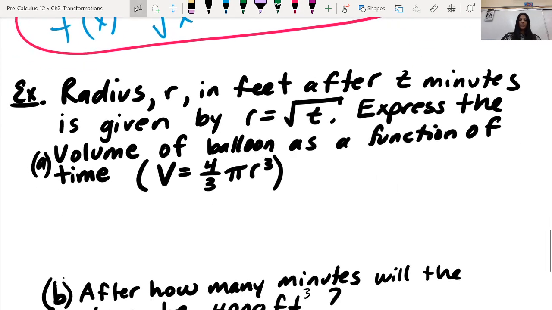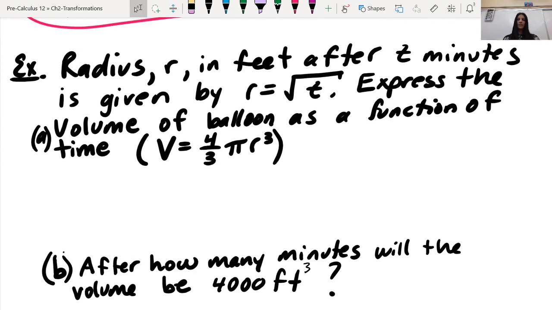Okay, moving on. This is our last example. Radius in feet after t minutes, yes, that's a t, is given by r equals root t. So the r being the radius. Express the volume of the balloon as a function of time.